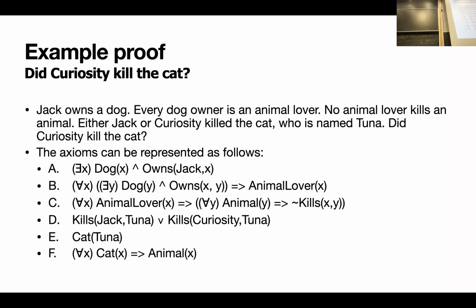No animal lover kills an animal. This is this one. Either Jack or curiosity killed the cat, who is named Tuna, so kills Jack Tuna, or kills curiosity Tuna, and so on. Tuna is a cat. Every cat is an animal. Did curiosity kill the cat?